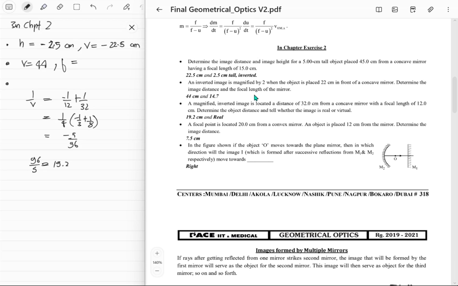Okay. So when they said it's magnified by 2 and it's inverted, they actually mean the magnification is negative 2. And that means negative V upon U is equal to negative 2. So V upon U is equal to 2. And that means actually V is negative 44. So our focal length would be 1 upon focal length equals negative 1 upon 22, negative 1 upon 44, which is negative 3 upon 44. So focal length would be 44 upon 3, right? Magnitude wise. So 44 by 3 is 14.7, I think.